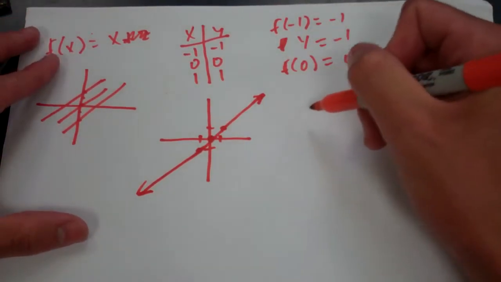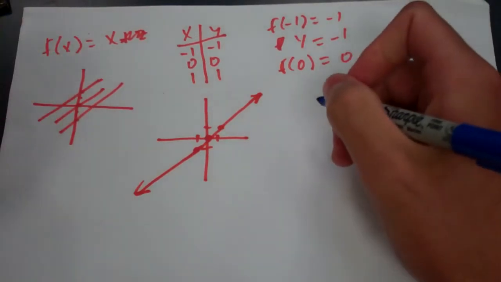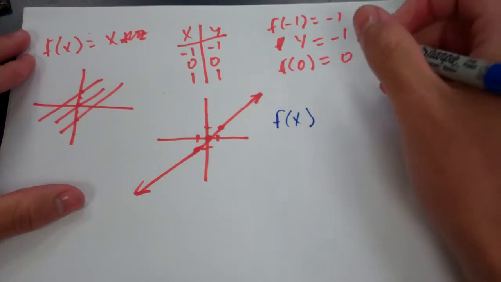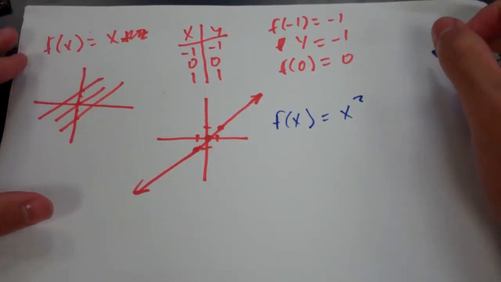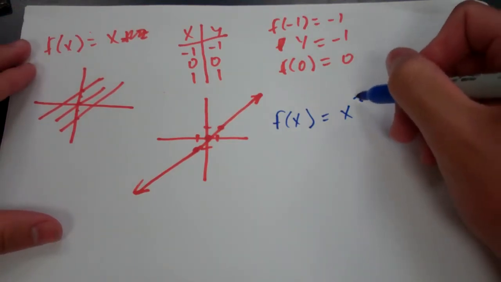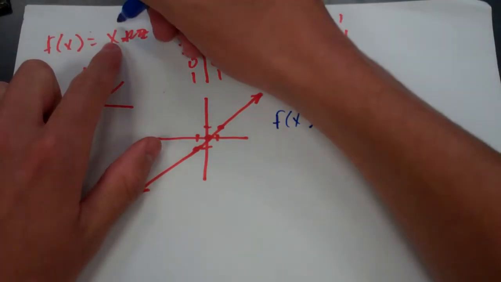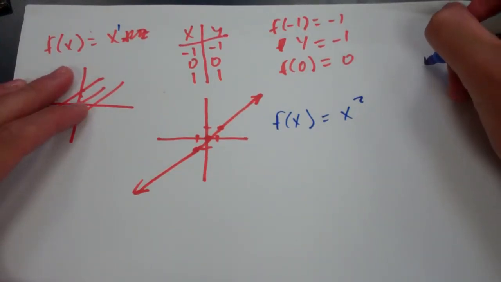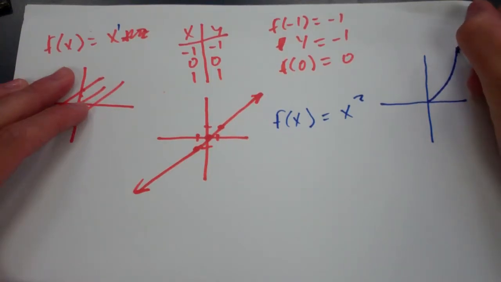Let's try it. Let's look at something a little different. What if I said f of x is equal to x squared? Now it's quadratic, right? In other words, the power here is greater than 1. Here we had a linear function, so the power was just 1 up here. Here now the power is 2. So the graph of this is just going to be a parabola. It's going to go up like so.